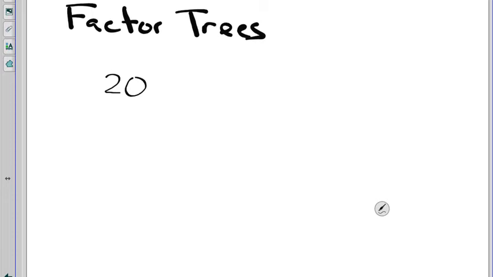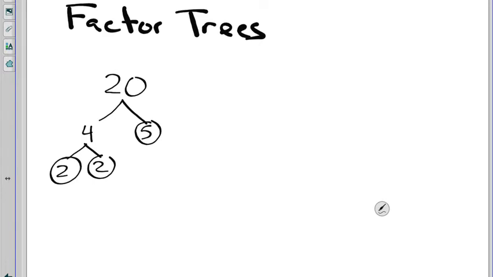I could do 2 times 10. I could do 4 times 5. All of these are options, and guess what? It doesn't matter which route you travel, you'll get to the same place. I'm going to do 4 and 5. Every time I get to a prime number, I'm going to circle it, and that is where I'm going to stop. Because I could say 1 times 5 equals 5, but I still have a 5. I haven't done anything. So that's done, and this is 2 times 2, and those are prime, so I'm going to stop. And so 20 can be written as a product of its prime factors: 2 times 2 times 5. 2 times 2 times 5 are the prime factors of 20, and that's called the prime factorization.